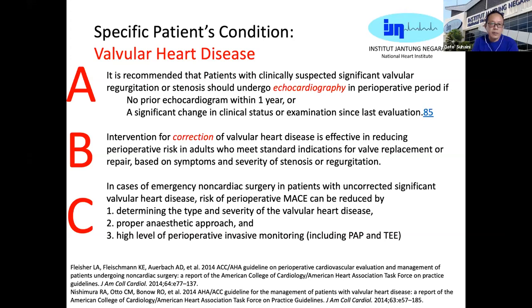Intervention for correction of valvular heart disease is effective in reducing the perioperative risk in adults who meet standard indication for valve replacement or repair based on symptoms and severity of stenosis or regurgitation. Unfortunately, if this patient presents to us in an emergency situation, then we need to manage this patient by understanding the type and the severity of the valvular heart disease and devise our anesthetic approach using perioperative invasive monitoring to aim for the hemodynamic goals depending on the lesions we are facing.